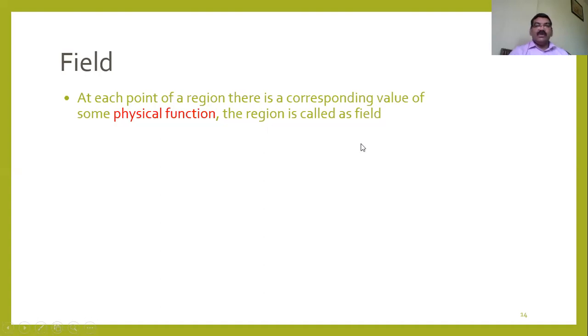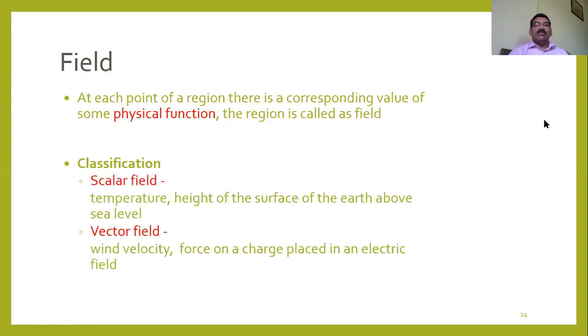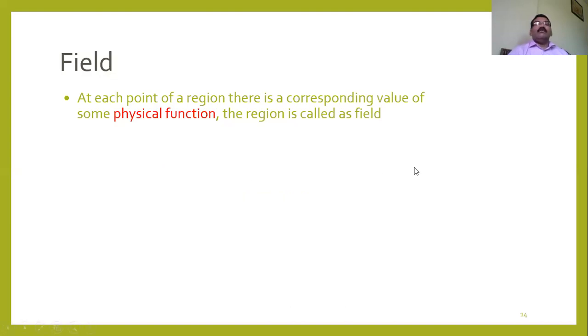So here I can take the simple example of this room. Now in this room, I have an air conditioner. Initially the room temperature may be 30 degrees centigrade, and when I start the AC, I set it for 24 degrees centigrade. After some time, the room temperature will be 24 degrees centigrade. So the physical function I have taken here is temperature.